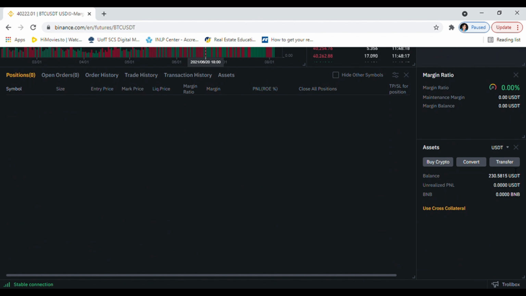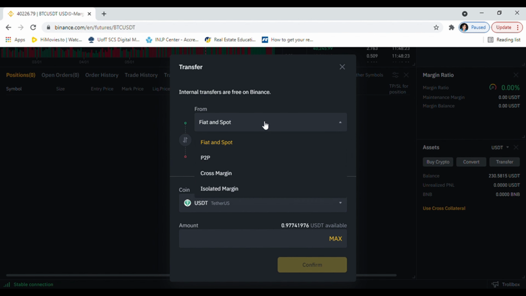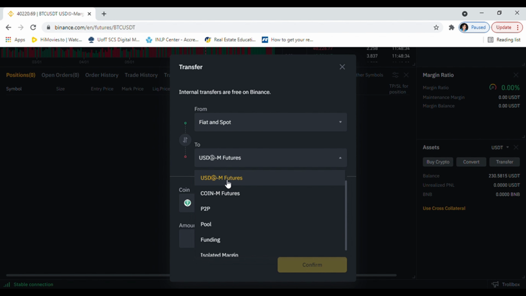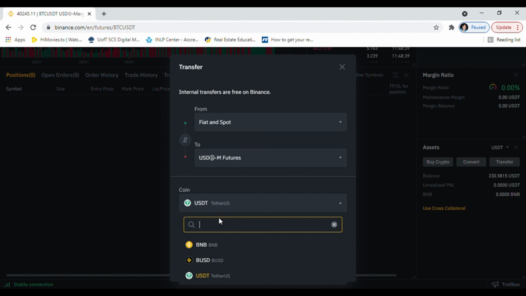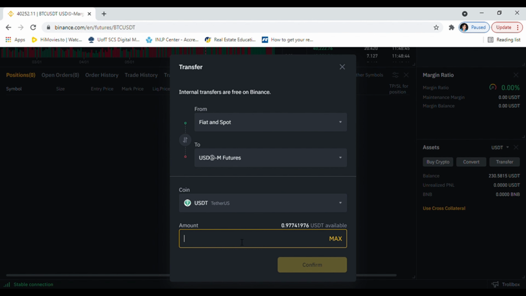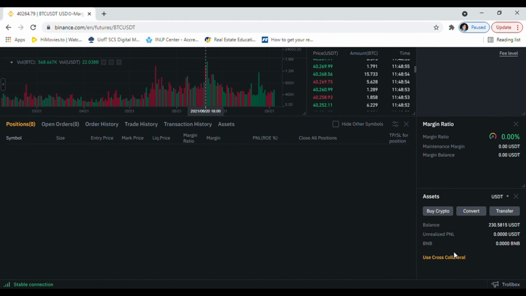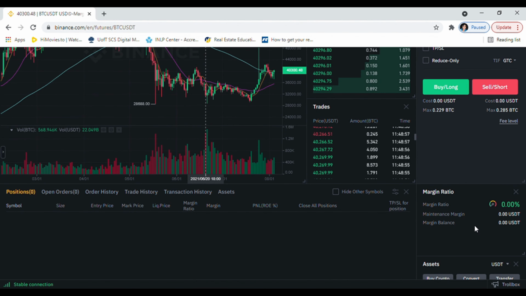If you go at the bottom here where it says transfer, you click on that, and then here you just select from where you want to transfer your money. Normally it will be from the fiat and spot, and where you want to transfer it to is the USDT futures, and then you select the coin that the money is in. Is it in USDT or is it in BNB? Most likely it will be in USDT, and you put the amount of money that you want to add into your account here, and then you select confirm, and the money will be automatically added into your Binance Futures, and then you can start trading.